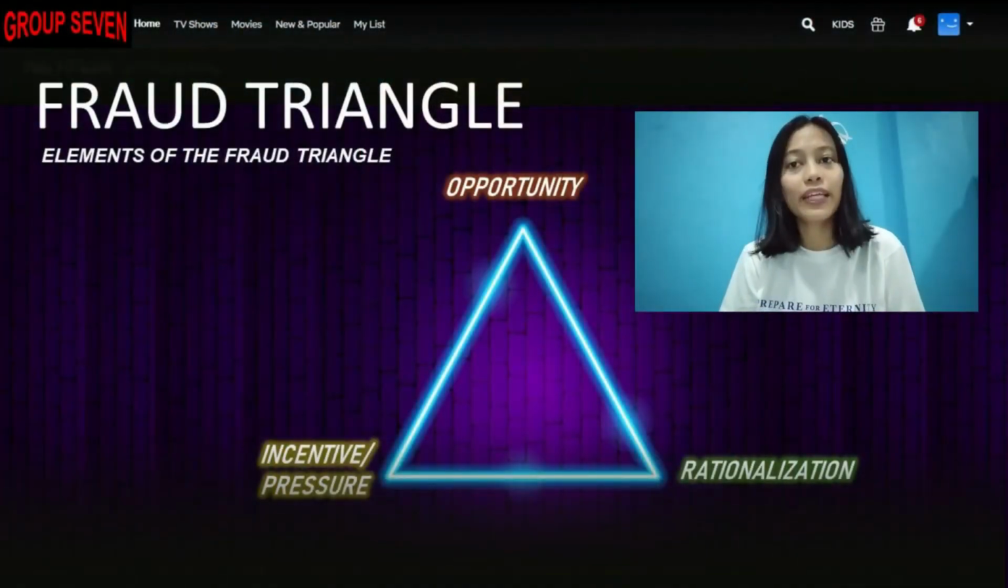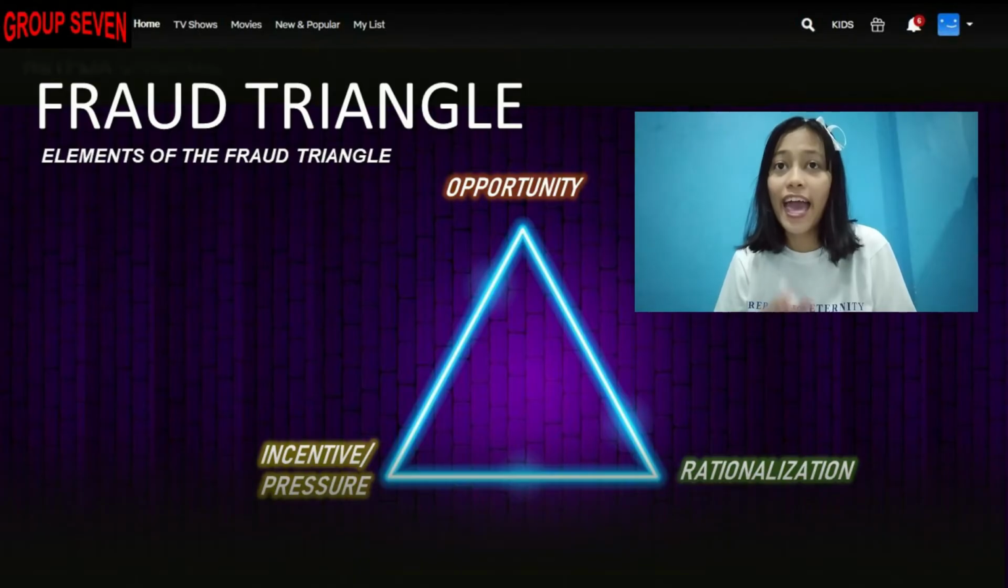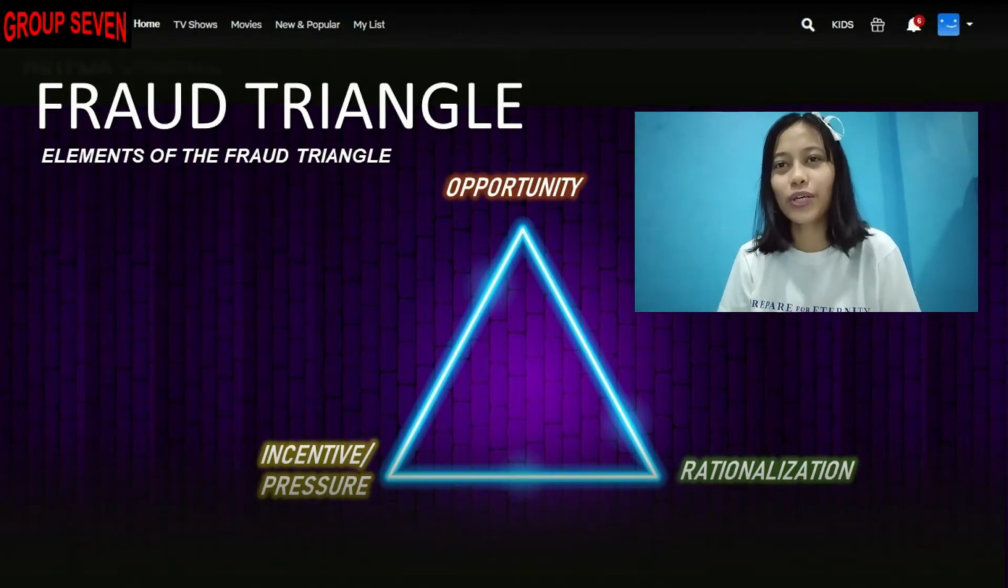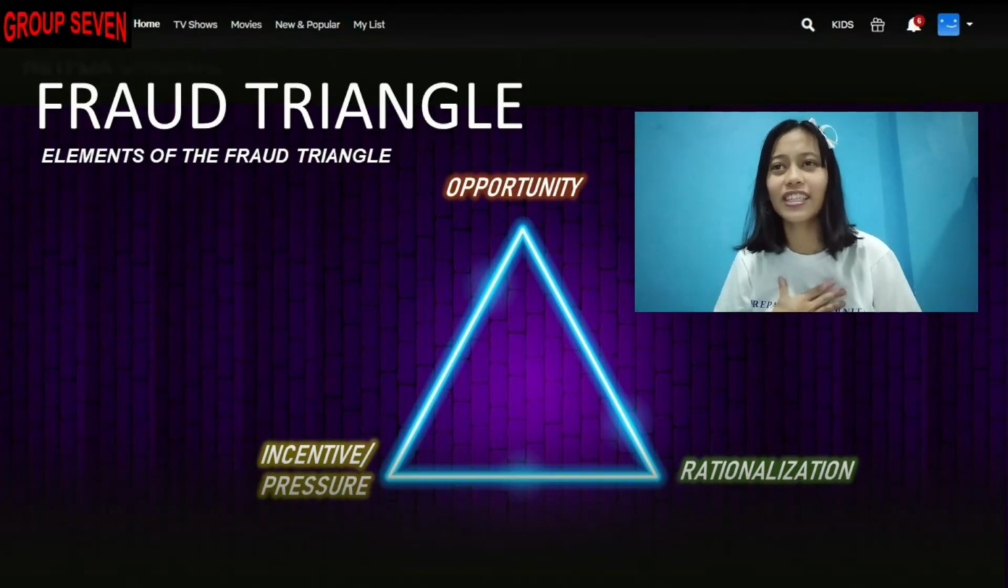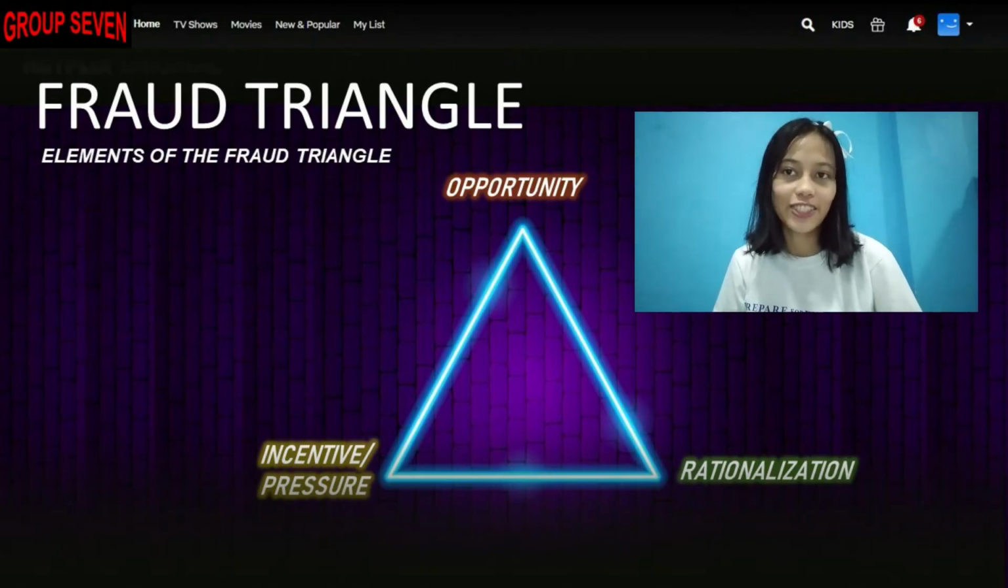He believes that if one of these factors is not in place, the fraud cannot occur. So, the fraud triangle simply consists of three elements that enable fraud to exist. And when these factors are all present, of course, there is a very high risk that the fraud will occur. Now, let's walk through these three elements. We have incentive, opportunity, and rationalization.